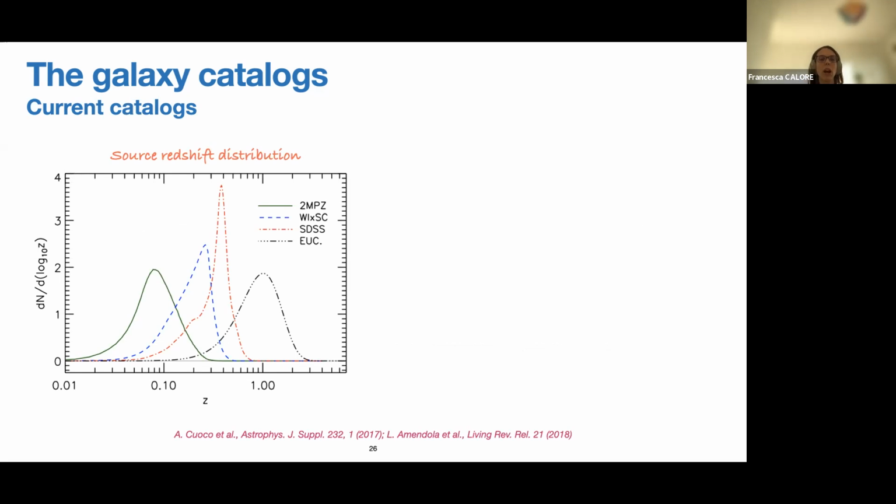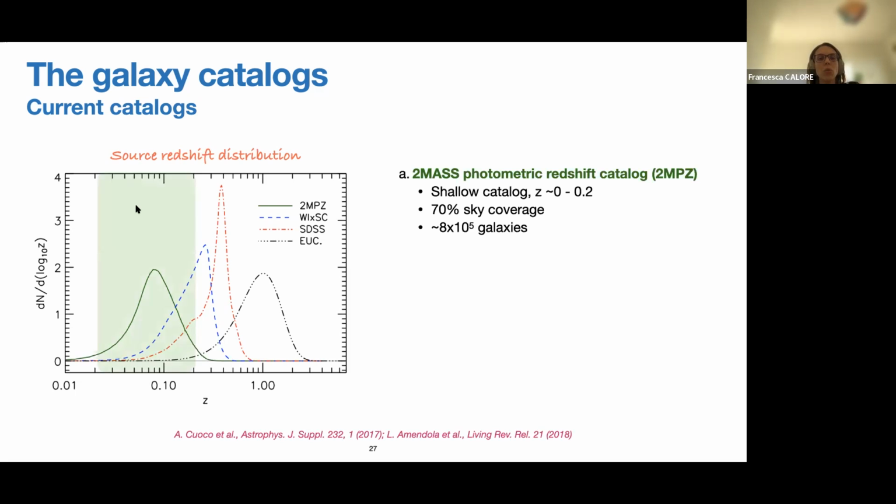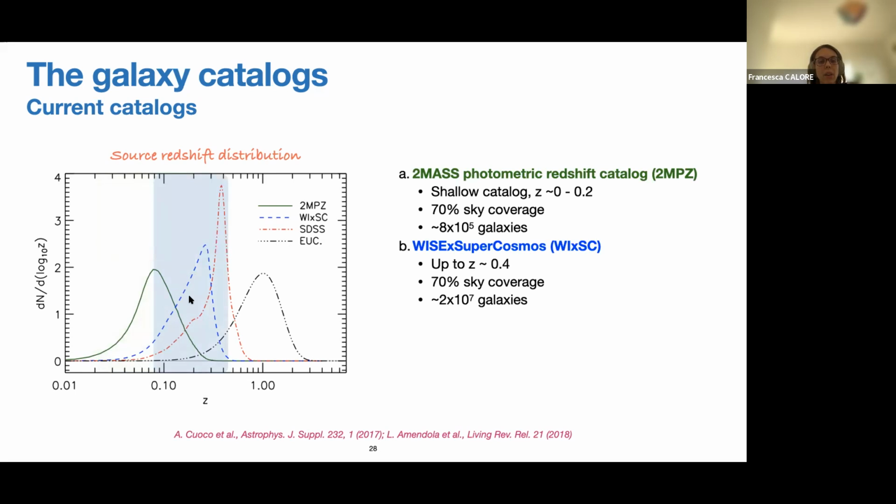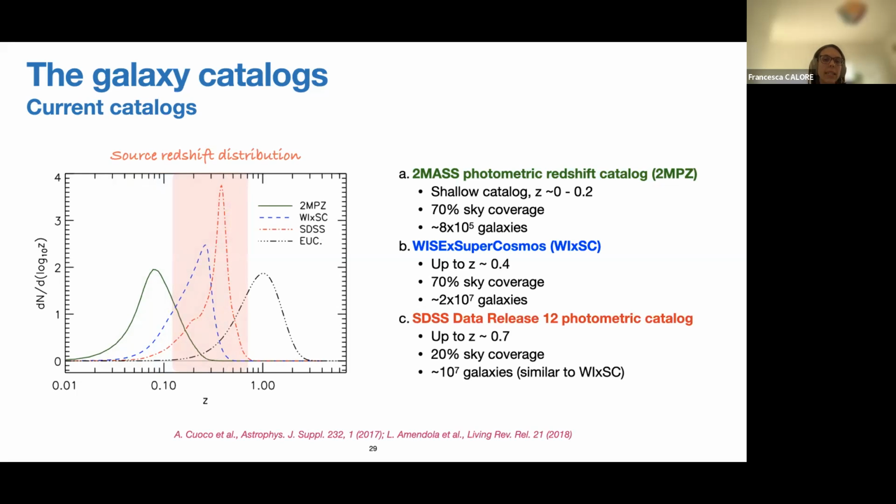For our projections we have used both current catalogs and future catalogs. For the current catalogs, we have used the 2MASS photometric redshift catalog, the 2MPZ, which is a shallow catalog that extends up to redshift 0.2, has almost 70% sky coverage and contains about 10 to the 6 galaxies. You then have the WISE SuperCosmos catalog, which is peaked at around redshift 0.2 and extends up to redshift 0.4. Again, it has a similar sky coverage to the 2MASS one, so 70%, and a much higher number of galaxies, which reaches up to 10 to the 7. Finally, you have the SDSS photometric catalog, which has a tail up to 0.7 in redshift, but has a much smaller sky coverage, only 20%, and a similar number of galaxies as in WISE SuperCosmos.